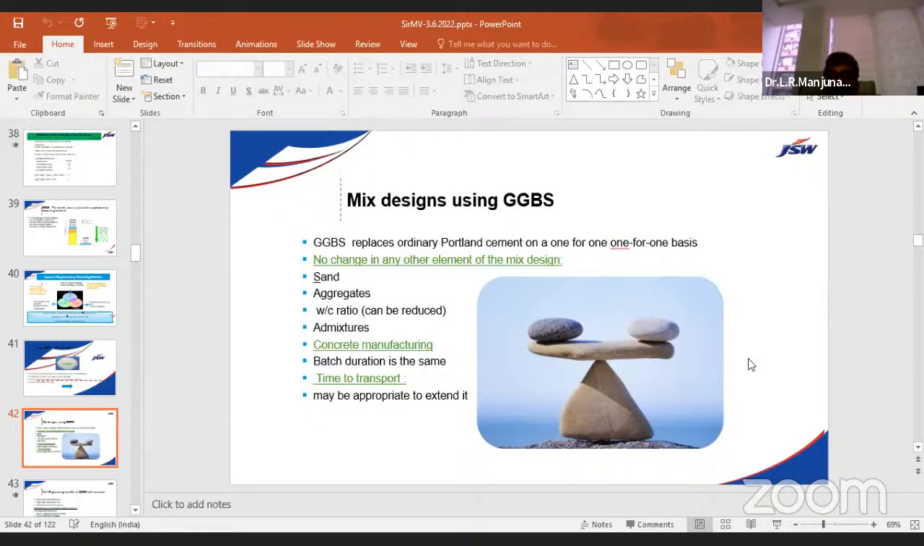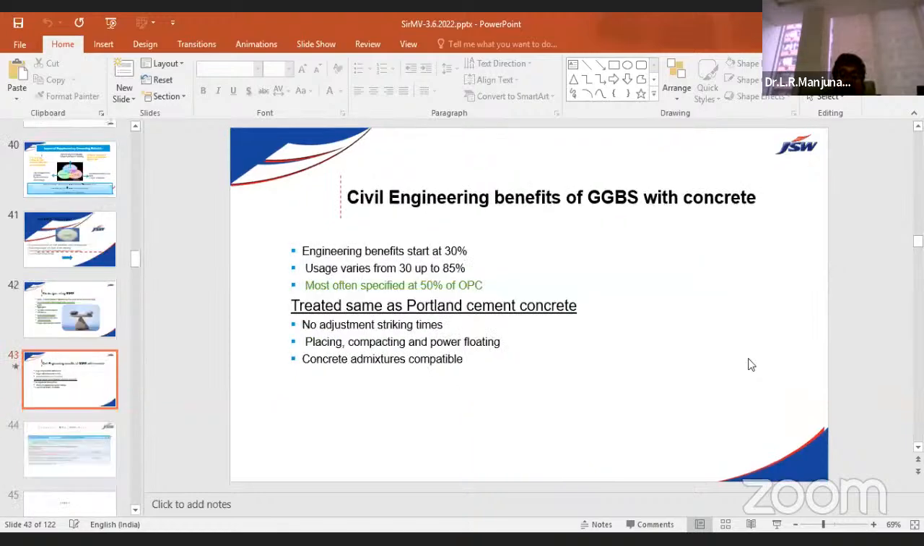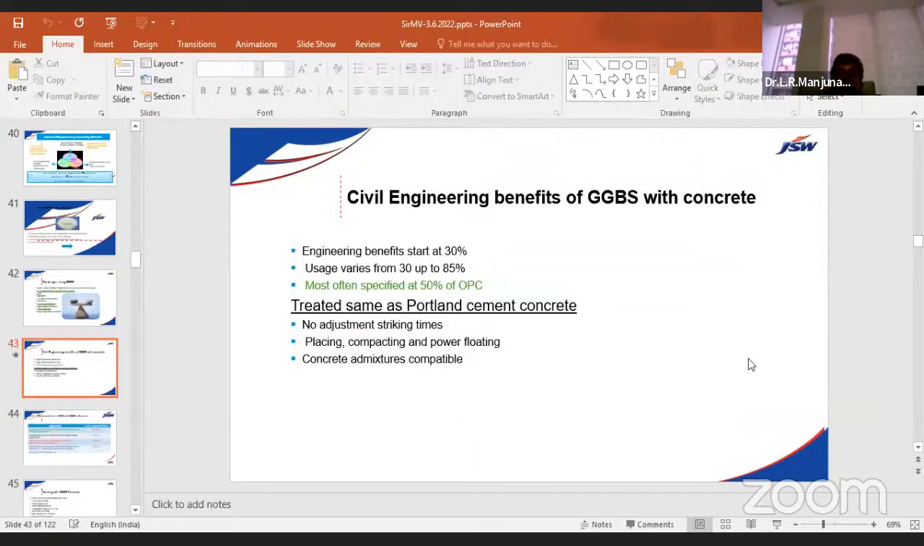In fact, the GGBS acts as a mineral additive as well as requires less water. So workability of the concrete mix automatically increases when you use GGBS. So in all the parameters, concrete manufacturing, time, transportation, everything is a good move when you use GGBS. So water cement ratio also can be reduced, which helps in enhancing the strength properties. The civil engineering benefits of GGBS with concrete are many.